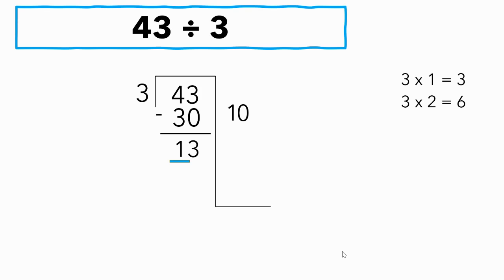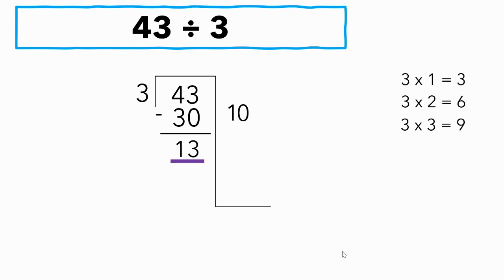Notice now we have a 1 in the tens place. Well, we can't split one tens block between 3 groups, so we're going to look at the ones. In the entire number, there are 13 ones. We can split 13 ones between 3 groups. We're going to continue listing out our multiples of 3 until we get close to 13 without going over.